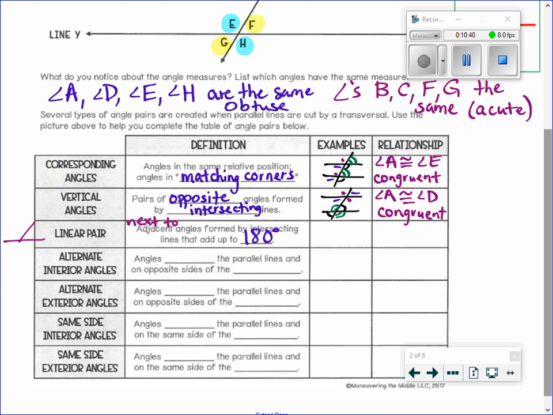So a linear pair, if I have my transversal, a linear pair would just be two angles that are right next to each other that together make a 180. They could be across horizontally, they could be along the transversal like this. The two angles that together make a 180.